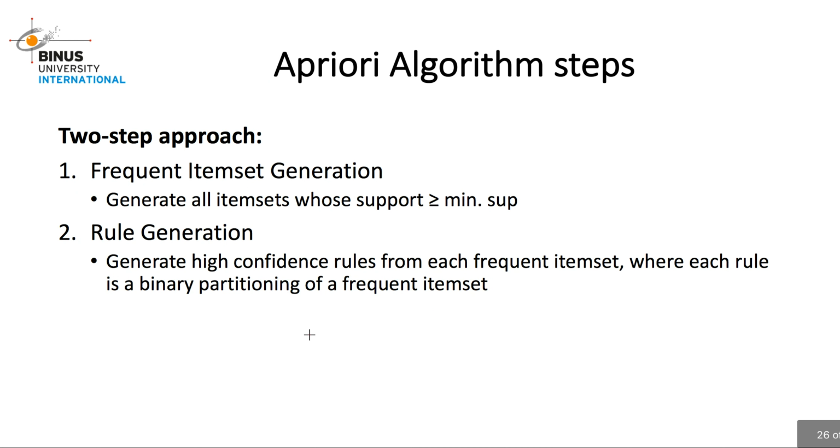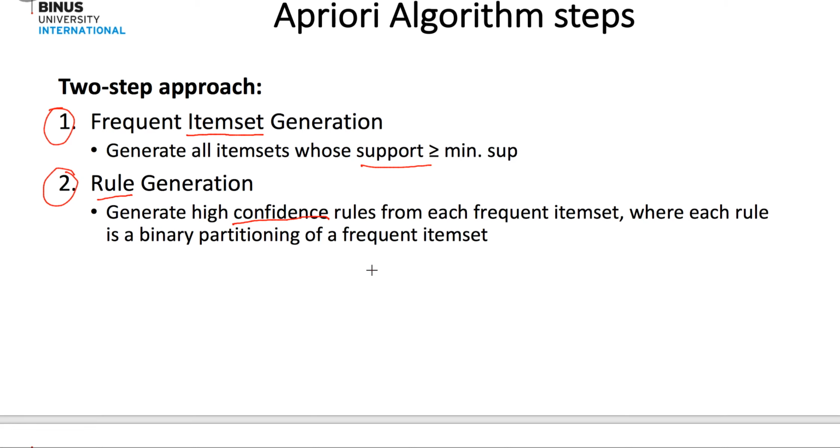Okay, so in Apriori we have two main steps. The first step is generating frequent item sets. Okay, so this is the important term. And then the second one is generating the rules. In the first step, we're using support. In the second step, we're using confidence. This is how we use those three metrics.